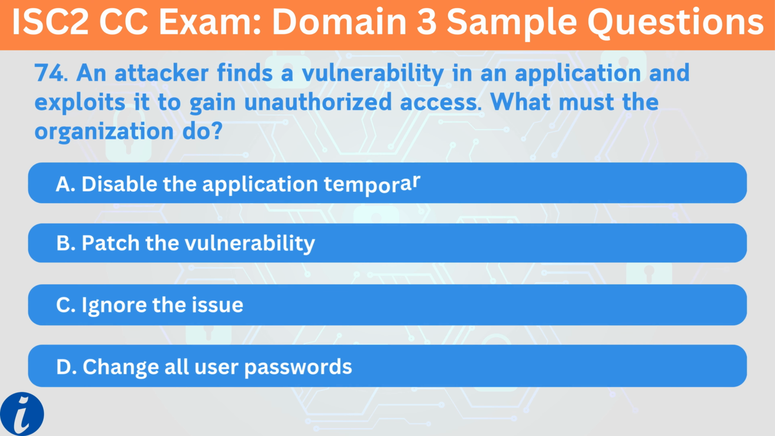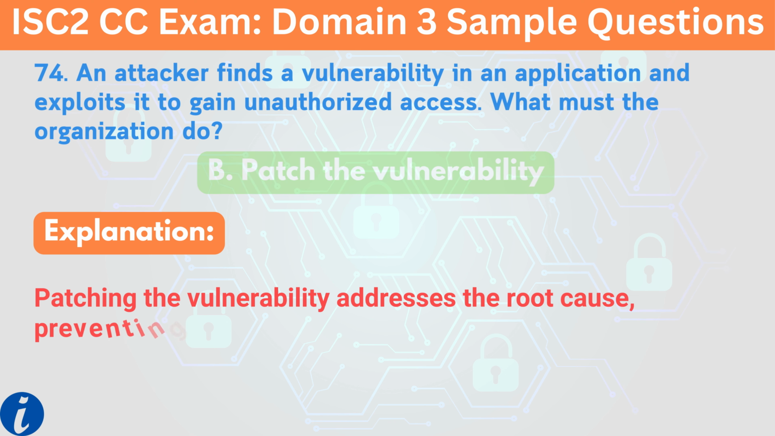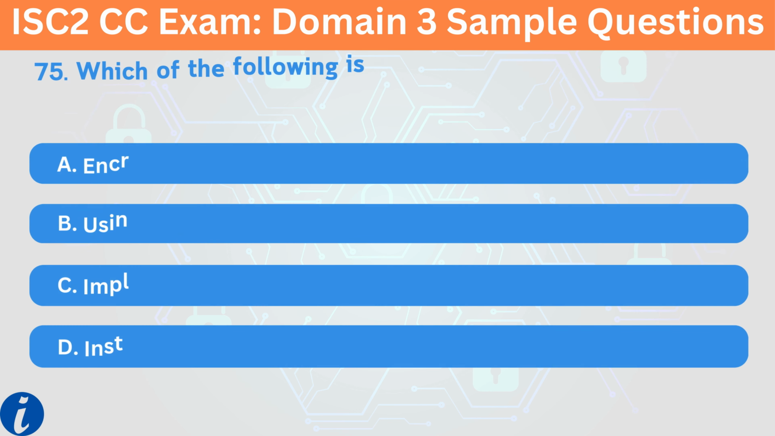74. An attacker finds a vulnerability in an application and exploits it to gain unauthorized access. What must the organization do? A. Disable the application temporarily. B. Patch the vulnerability. C. Ignore the issue. D. Change all user passwords. The correct answer is B. Patch the vulnerability. Explanation: Patching the vulnerability addresses the root cause, preventing future exploitation.